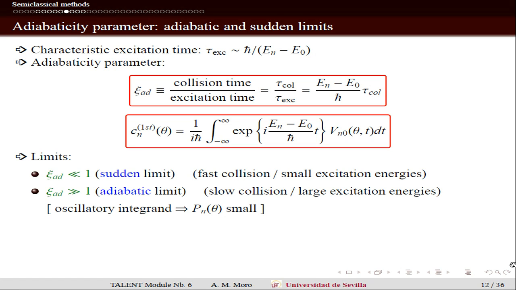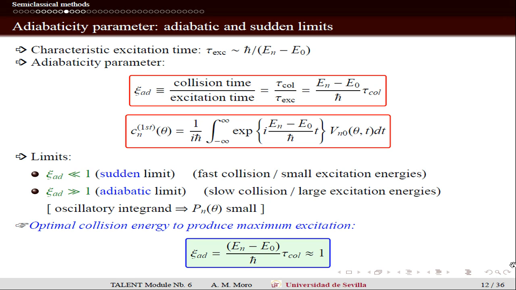So in this particular case, the probability of this coefficient will be small in general, and the square of this coefficient will be small. So for situations for which this adiabaticity parameter is large, we typically can apply this perturbation theory, because the coefficient is small.